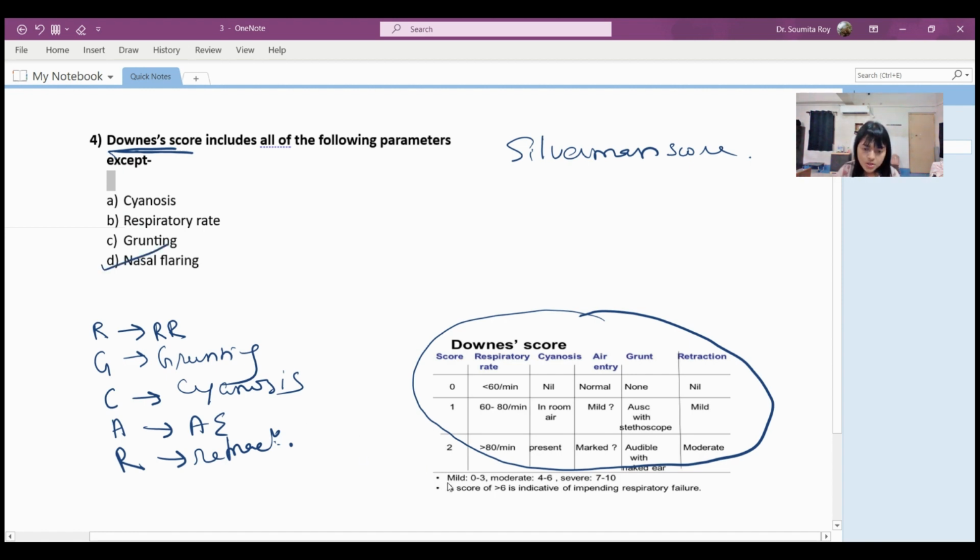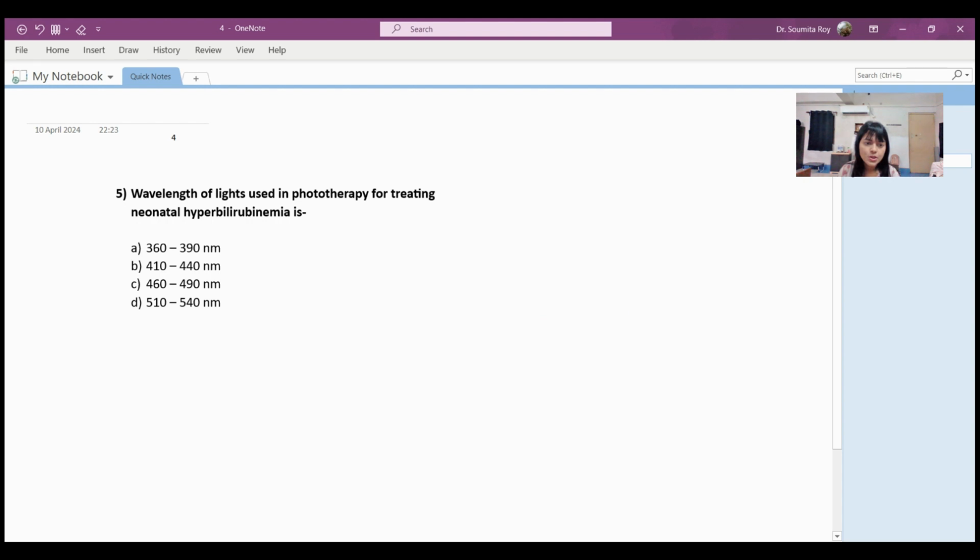And one more important thing from Downes score is, if the score ranges from 0 to 3, it's mild, nothing to do. If it's 4 to 6, it's moderate, still acceptable. If the score is 7 to 10, then this is suggestive of impending respiratory failure. And for this, you need to give some respiratory support to the neonate. Clear? So, moving on to the next question.